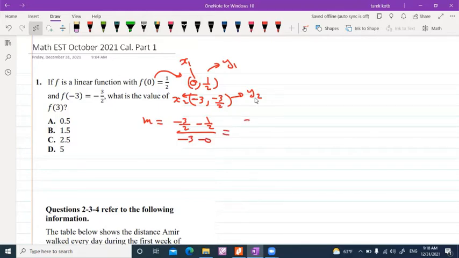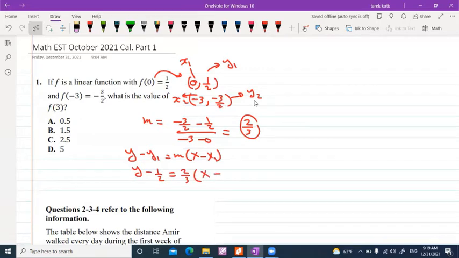This is the slope. Since you have the slope, you can use the point slope form, y minus y1 equals m(x minus x1). You use it when you know a point and the slope. Keep the y, and the y1 is half, and the slope is 2 over 3. Keep the x, and the x1 is 0. Simplify: y minus half equals 2 over 3 times x, and 2 over 3 times 0 equals nothing. Take the half to the other side, so it will be y equals 2 over 3x plus half.